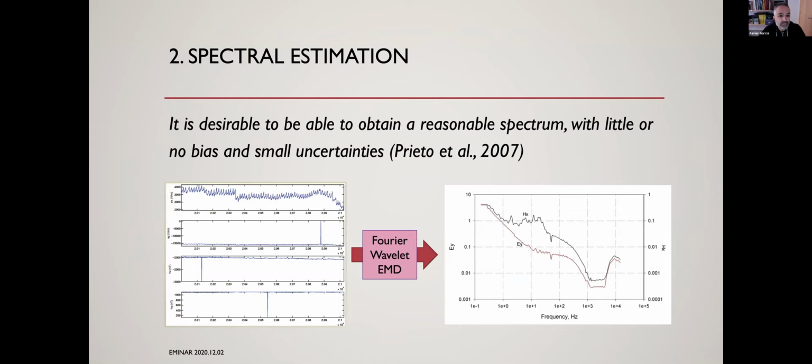The second step in data processing is the spectral estimation. And for this, I would like to quote Prieto et al.: it is desirable to be able to obtain a reasonable spectrum with little or no bias and small uncertainties. This is very important.